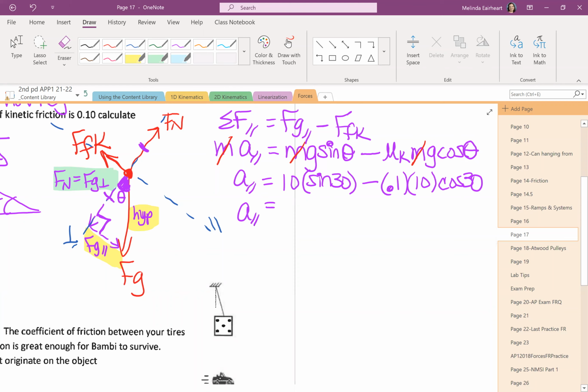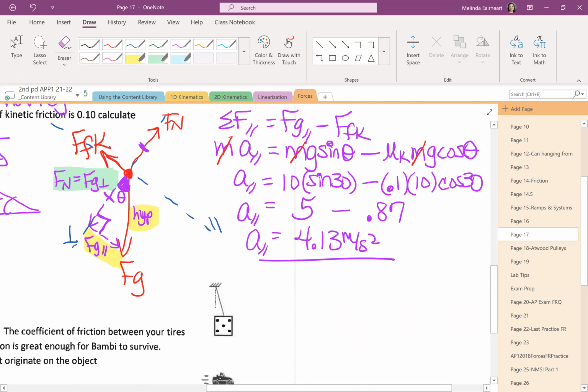So sine 30 is the 1/2 of 10. So I know that the first part is 5. Let me know what you get for the friction term. Say louder. 0.87? Okay. And so your acceleration down the ramp would be what? 4.13 meters per second squared.